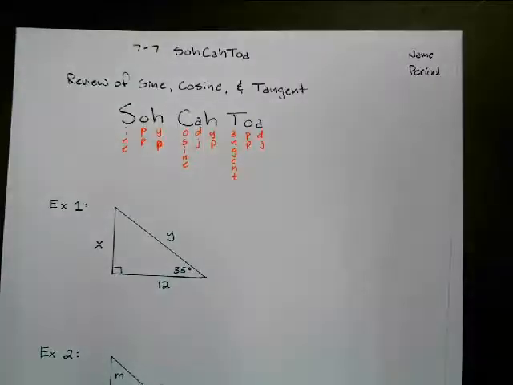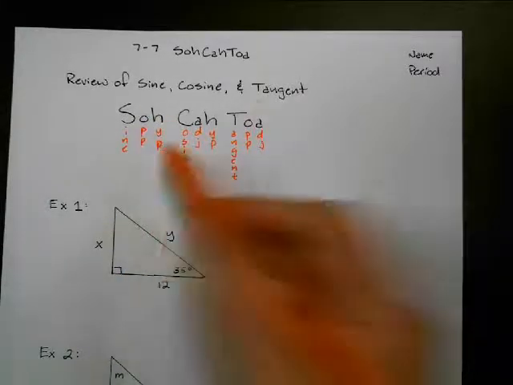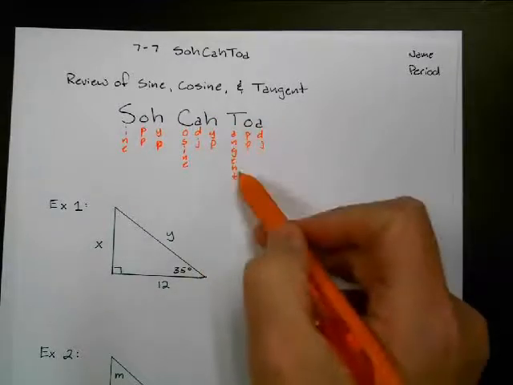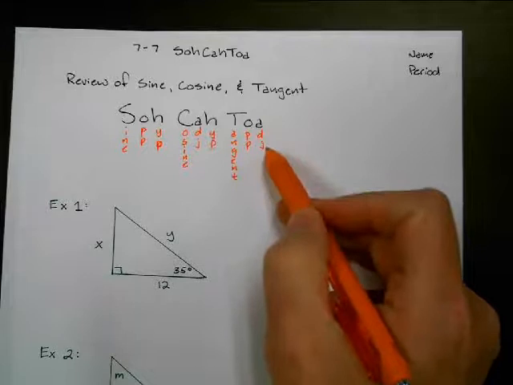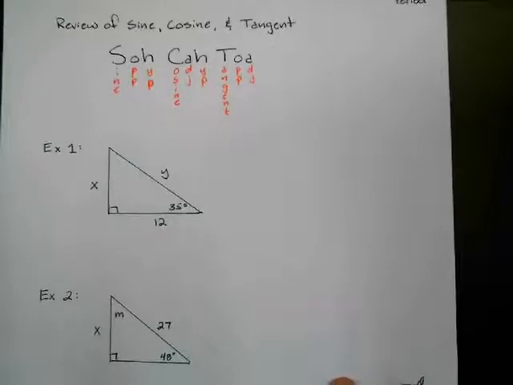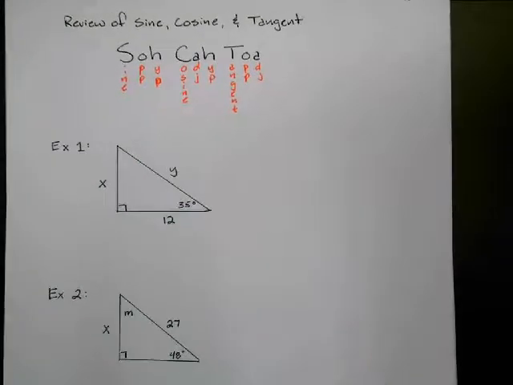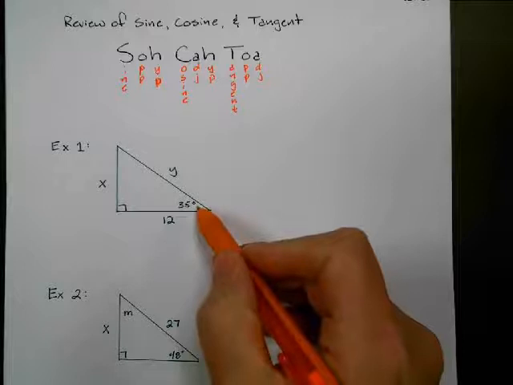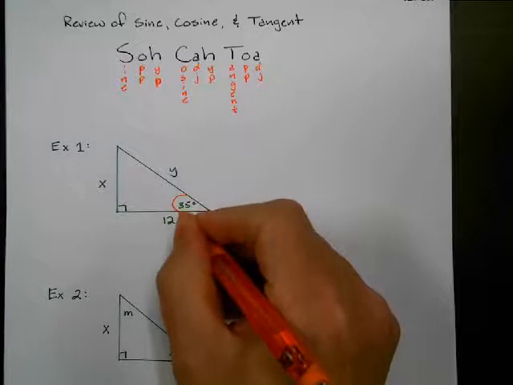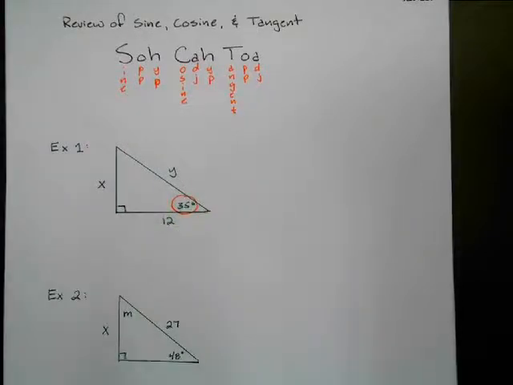All right, so we're going to remember SohCahToa because it helps us remember that sine is the opposite over the hypotenuse, cosine is the adjacent over the hypotenuse, and tangent is the opposite over adjacent. SohCahToa. Let's say we get to a problem and we have to solve it. What we do is look for our angle of reference. In this case, we are referencing the 35-degree angle. We're going to write down which leg is the opposite leg, which leg is the adjacent leg, and where the hypotenuse is.